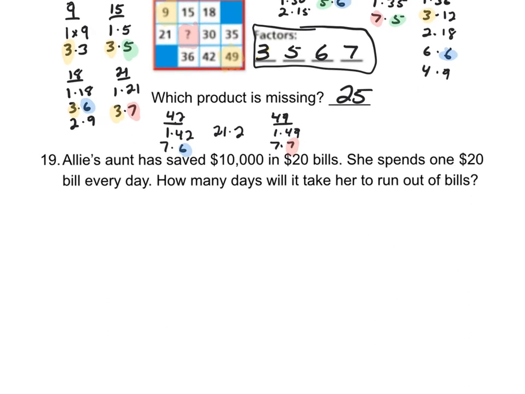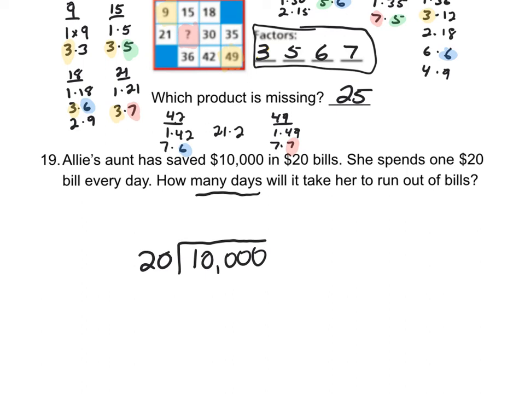Allie's aunt has saved $10,000 in $20 bills. She spends one $20 bill every day. How many days will it take her to run out of bills? So if you have a pot of cash that's $10,000, I'd like to have that. And you're going to spend $20 every day. How many days will it take her to run out?